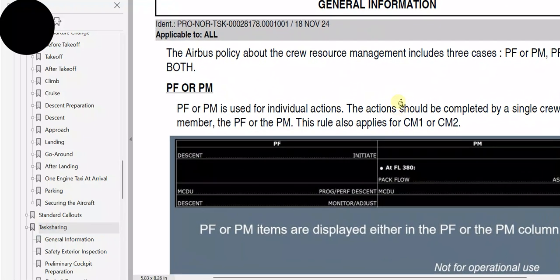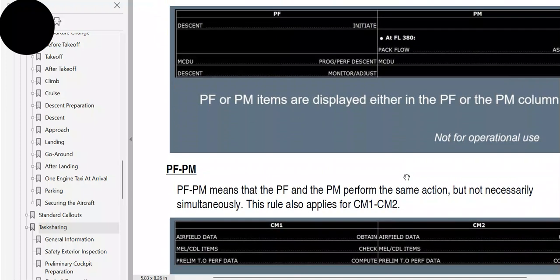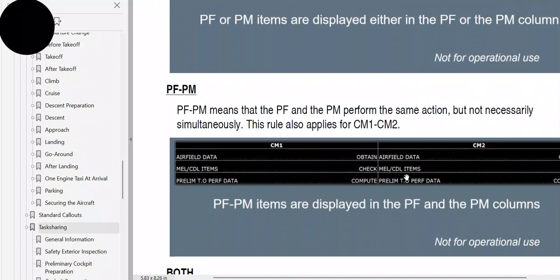When we speak about the roles, it is defined here as you can see. I will also enlarge it a little bit. A little later we will see it in a table, where for example the pilot flying is doing these things and the pilot monitoring is doing these things. Sometimes the pilot flying and pilot monitoring need to do the same thing, but not necessarily simultaneously. In that case you can see that CM1 needs to obtain the airfield data and CM2 also needs to obtain the airfield data, not necessarily simultaneously.